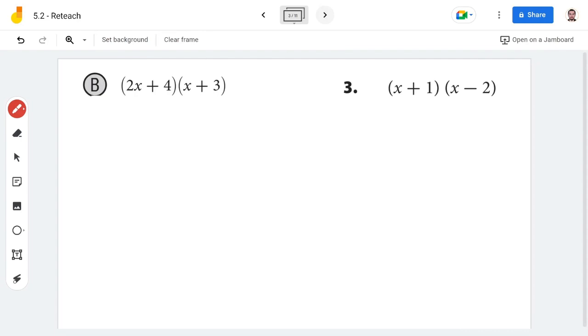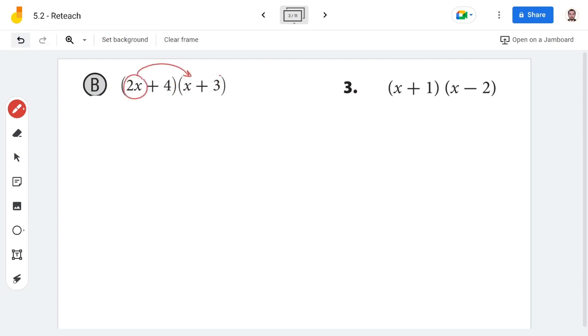Now let's take this example here. You can multiply x with everything, then take 3 and multiply it also with everything. Or you can do it like this, 2x multiplied with x plus 3, then 4 multiplied with x plus 3, and multiply everything. It's up to you, if you use this way or this way, both of them are correct. So now let's use this way here.